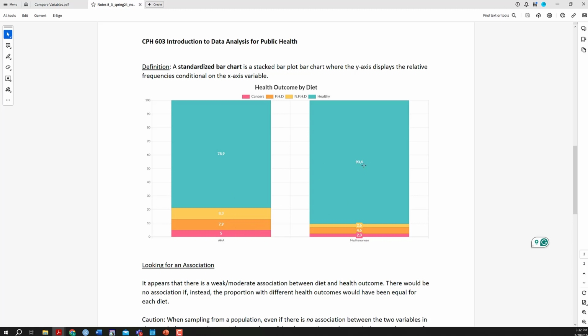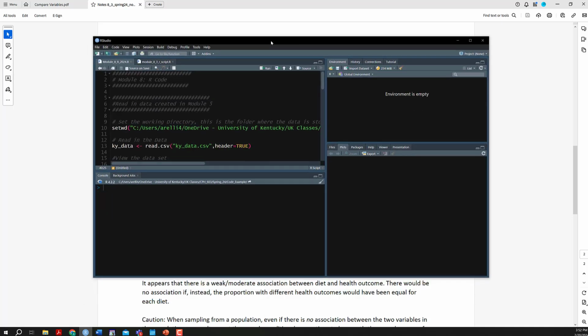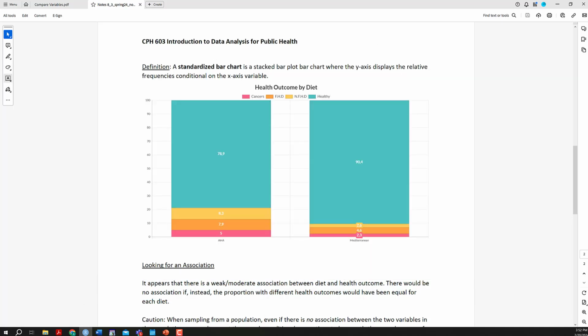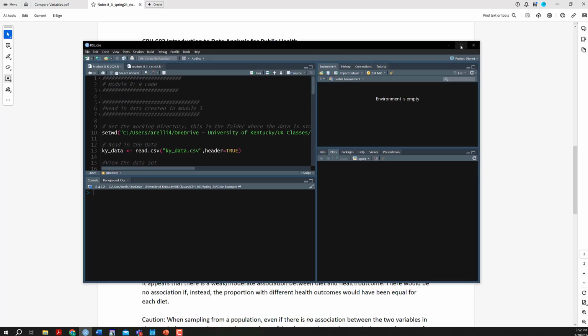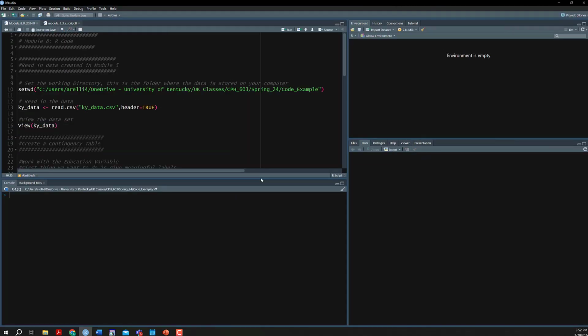Now, this particular stacked bar plot is nice because it includes those values in it. Sometimes you'll see the values inside of the bars, sometimes you won't. So what we're now going to see is how we can do both of these things, both create the table as well as create the bar plots in R. Next, we're going to look at how to create this table and plot in R. And we're going to create the plot and table not for the diet example that we saw in the notes, but for data from the BRFSS.